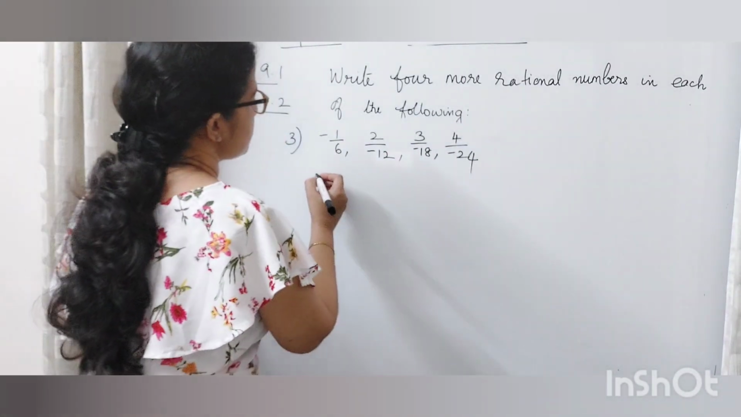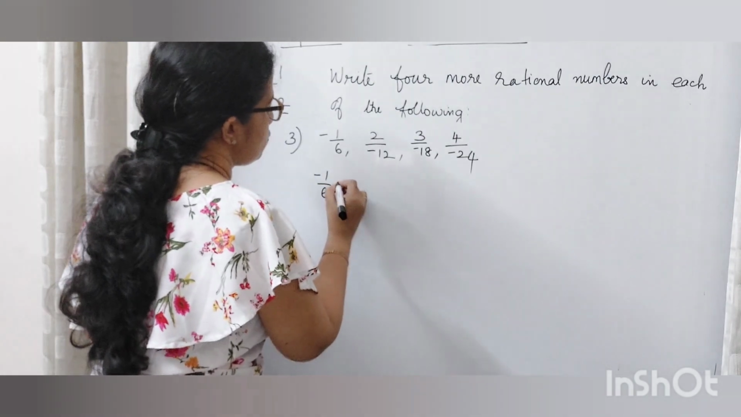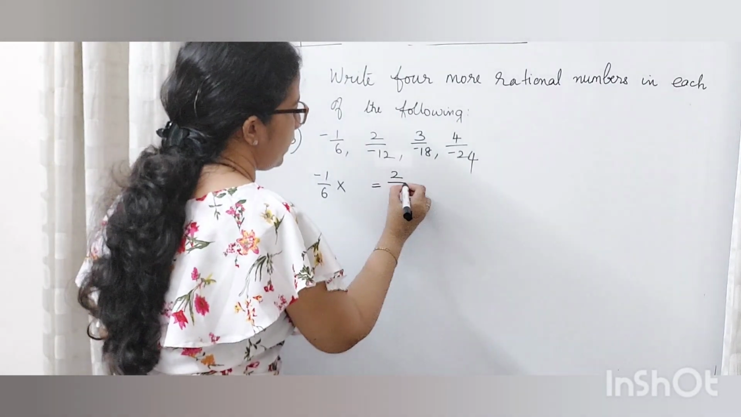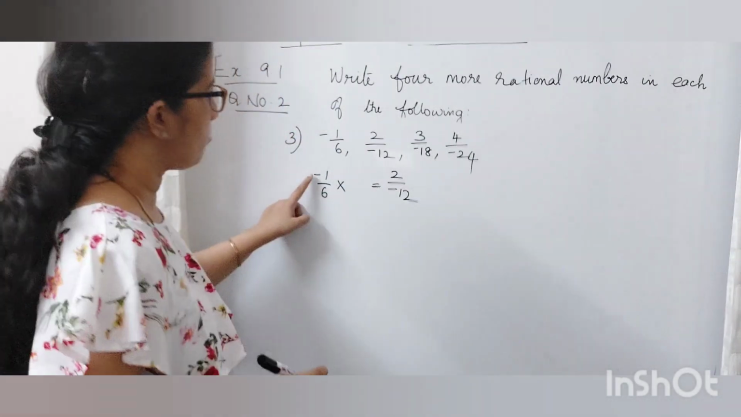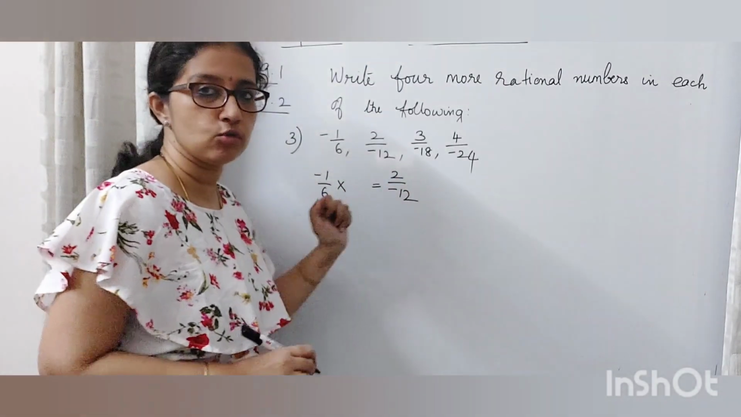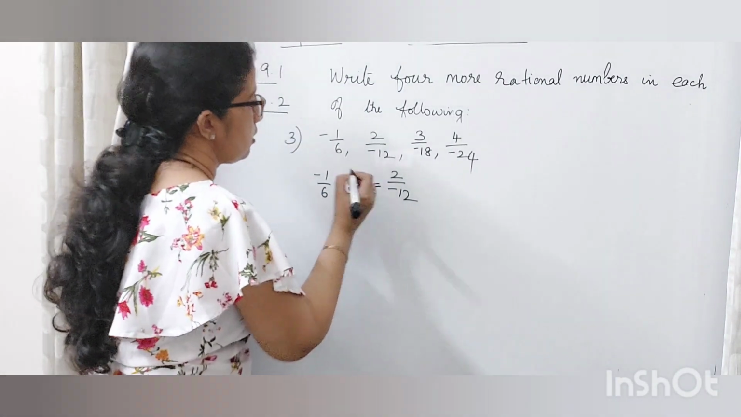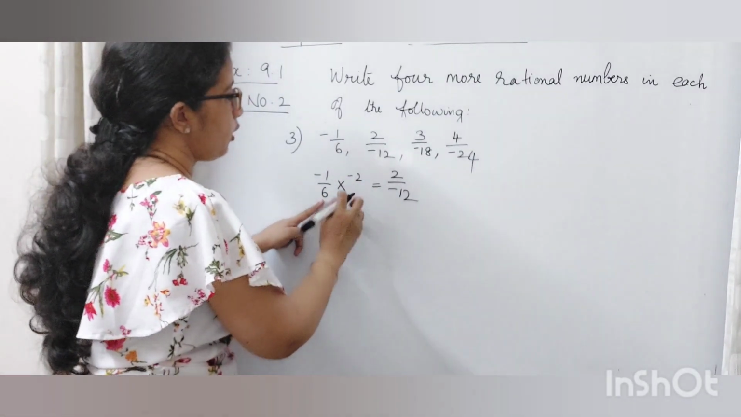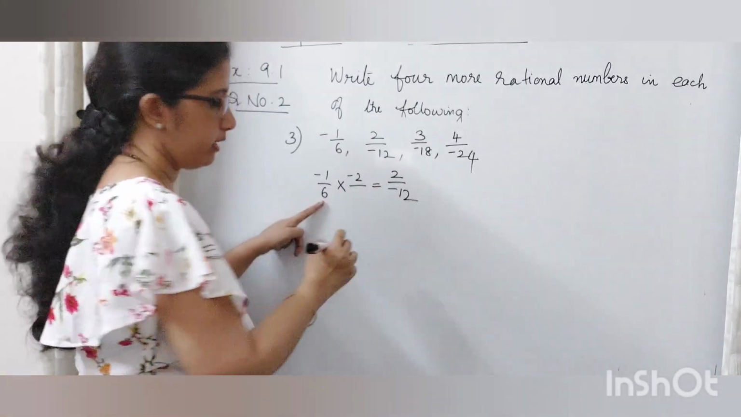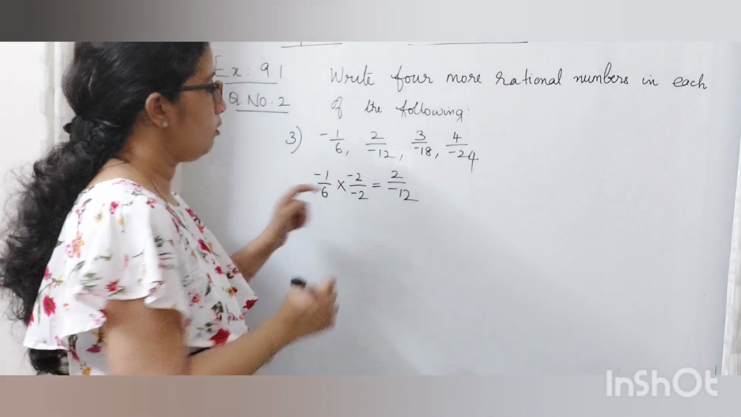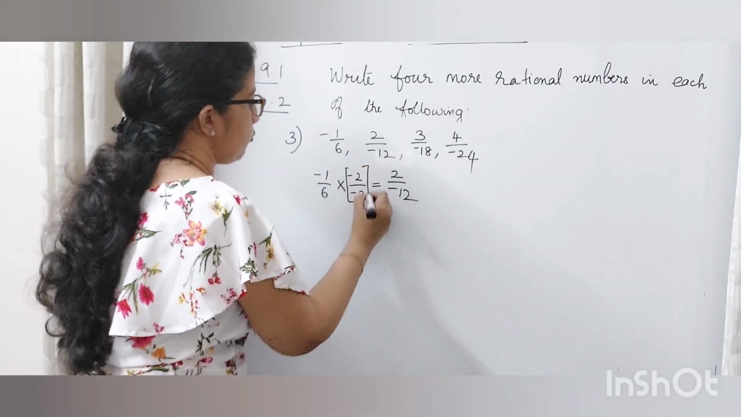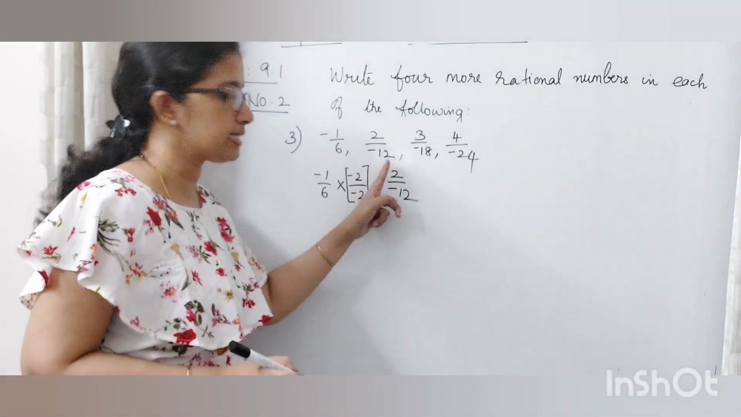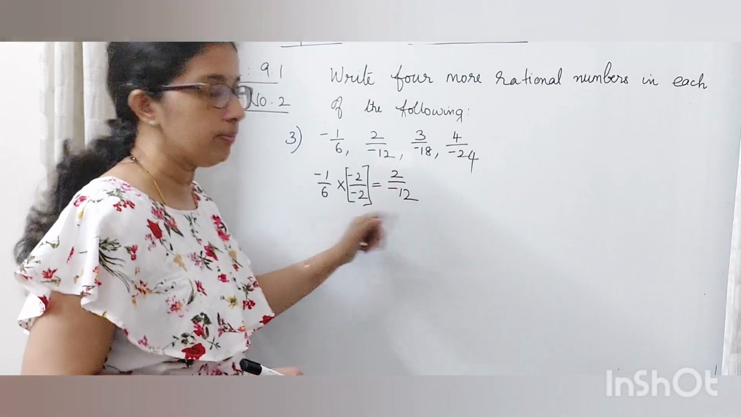Okay, so let's take the first number, -1/6, times dash. What should we multiply so that we get the second number, 2/-12? Okay, so -1 times which number gives you 2? It is -2, right? -1 times -2 gives you plus 2. Similarly, 6 times what number gives you -12? Again it is -2. So we have multiplied the rational number -1/6 with -2/-2, so that you get the next number in the sequence, that is 2/-12.